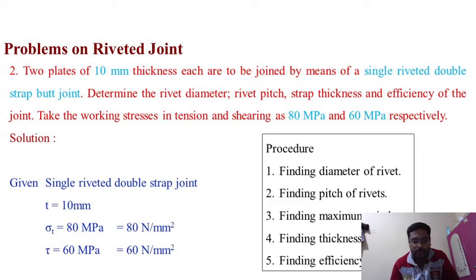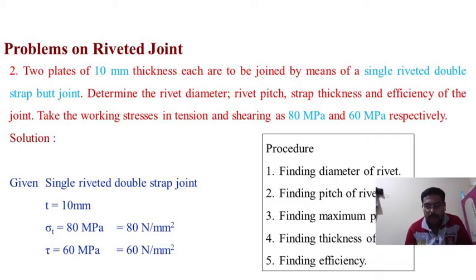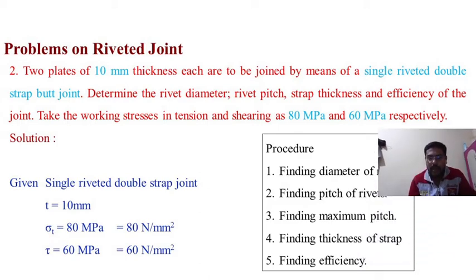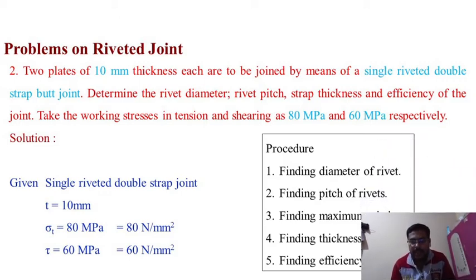The second is finding the pitch of the rivet. The third point is finding the maximum pitch, the fourth is finding the thickness of the strap, and the fifth point is finding the efficiency of the joint. With this procedure we will start the problem.